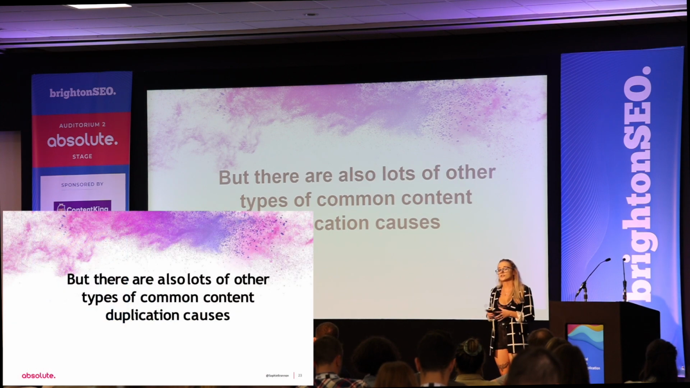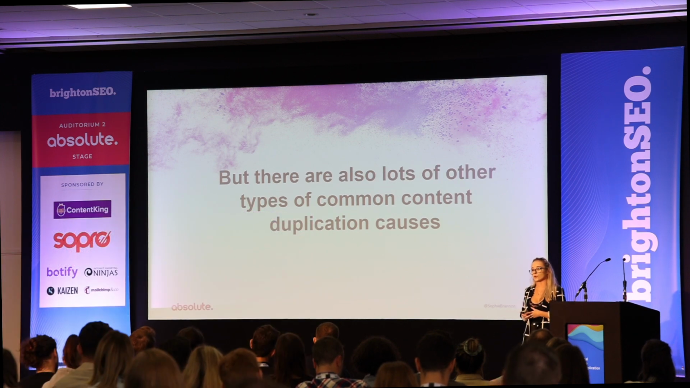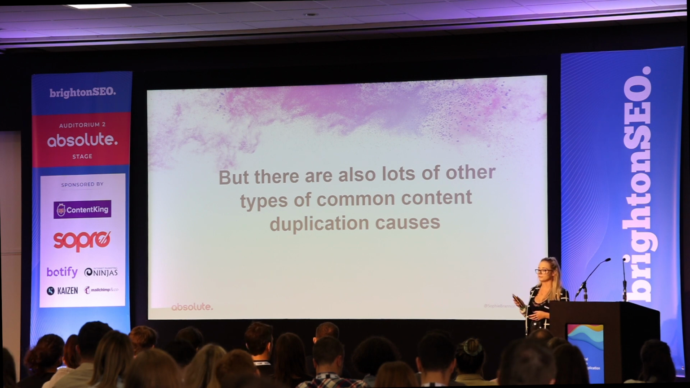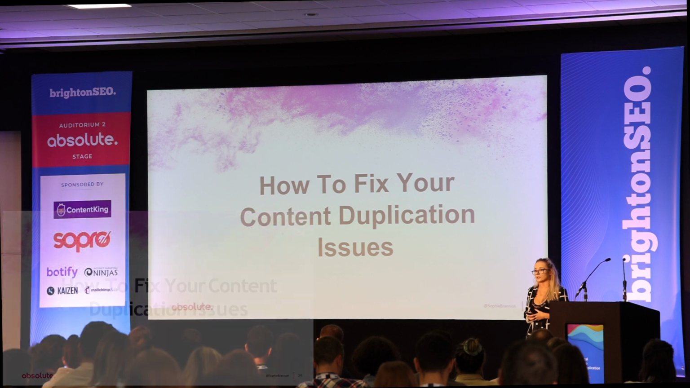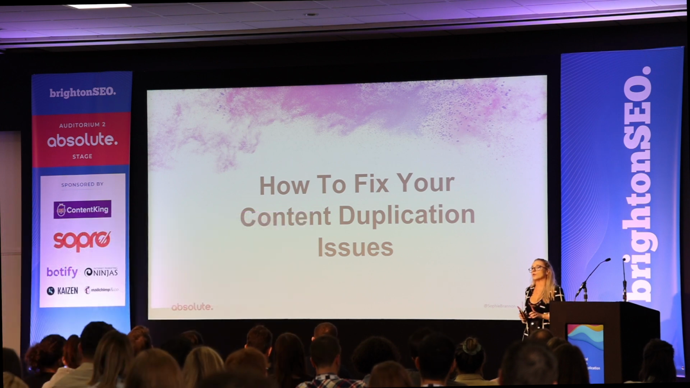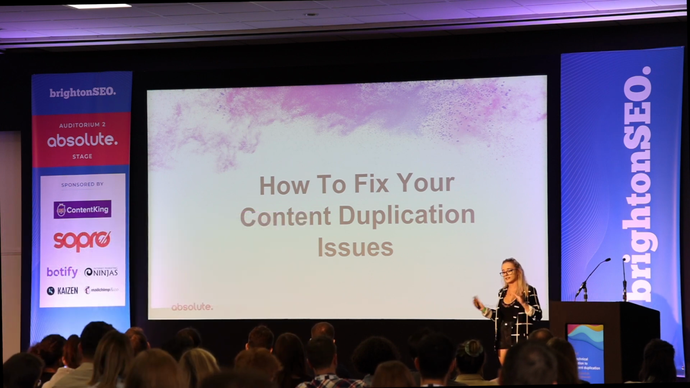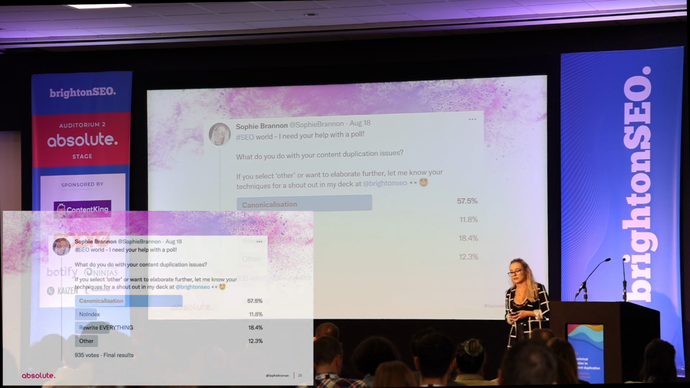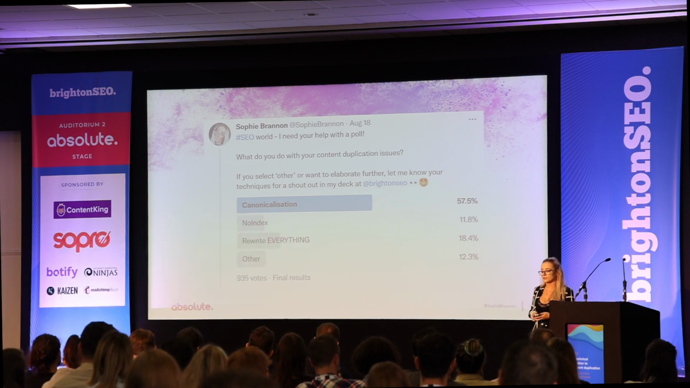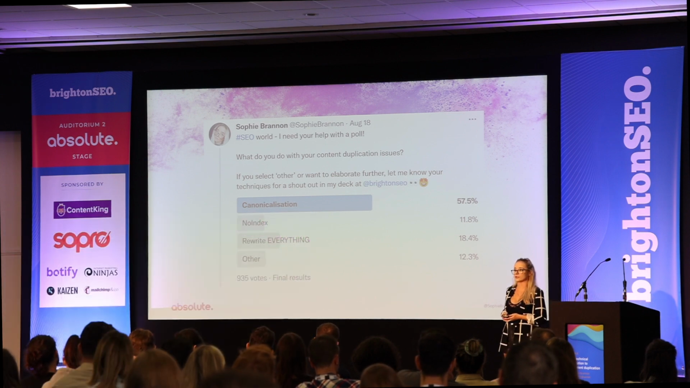But there are also lots of other types of common content duplication causes, which I mentioned earlier. But how do you actually fix your content duplication issues? So I put out a poll on Twitter and on LinkedIn to find out exactly what the SEO world generally do. Most people think canonicalization. On Twitter, out of almost 1,000 votes, 57.5% of people chose canonicalization.